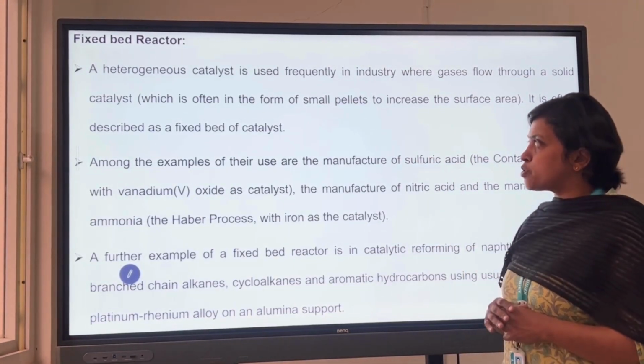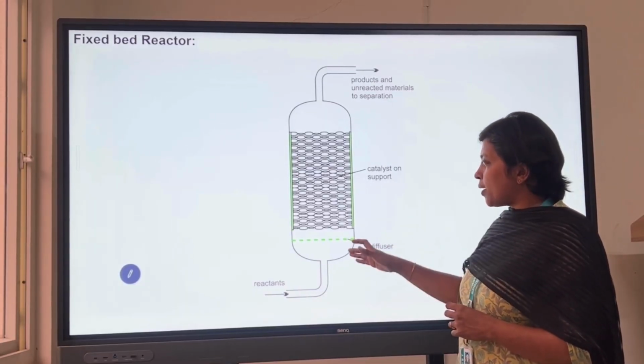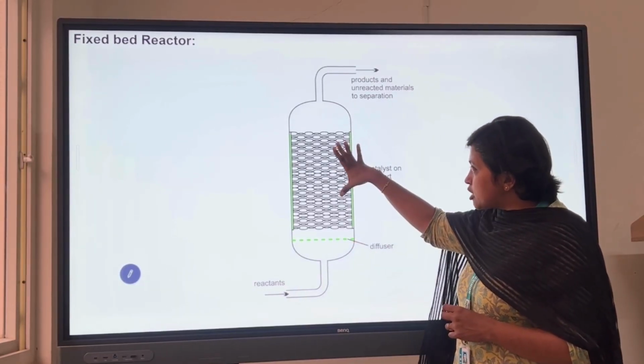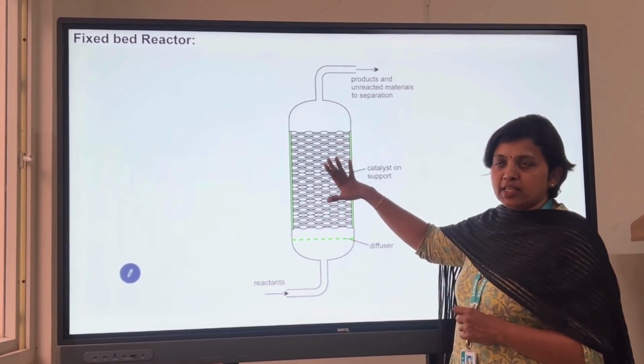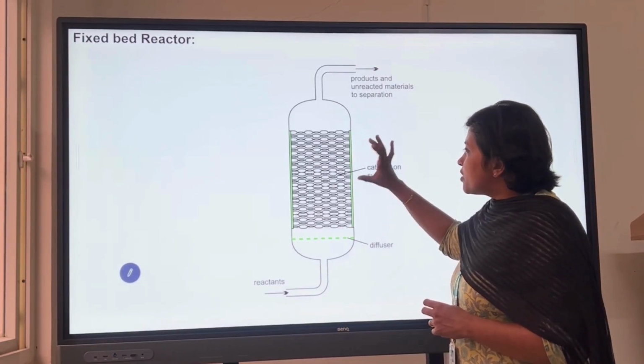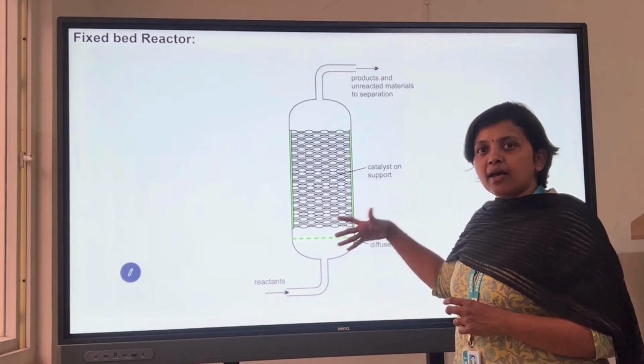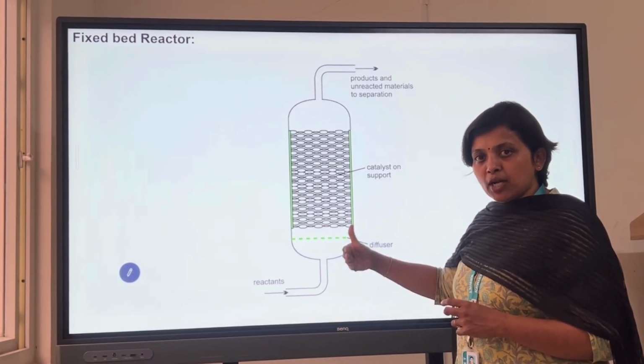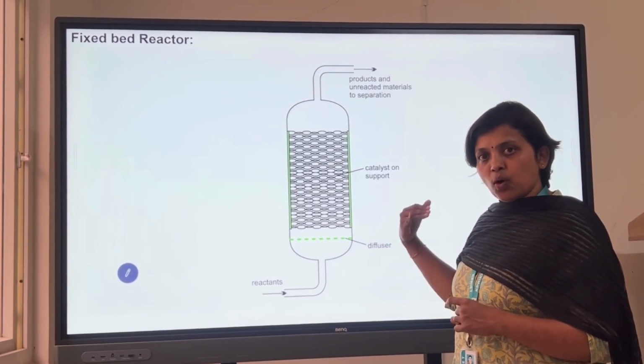The next one is the fixed bed reactor. Here you can see one bed. This bed is fixed, right? So we are calling this one the fixed bed reactor. This is the packing material. This packing material may be a stone, or a polymer, or glass, or whatever it may be.